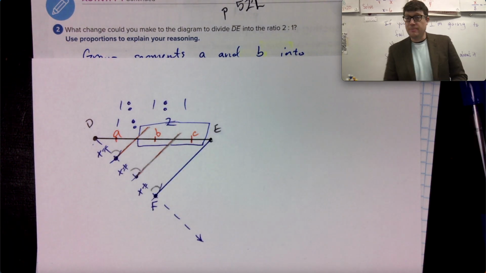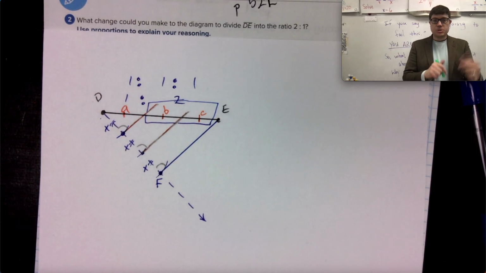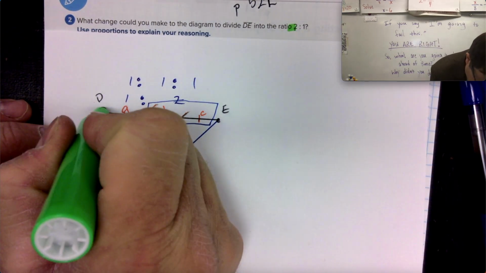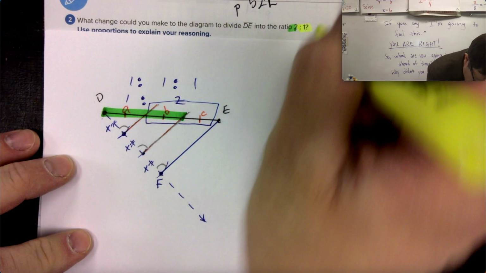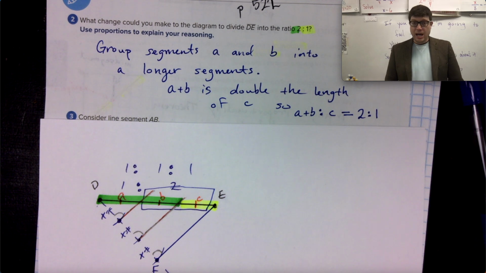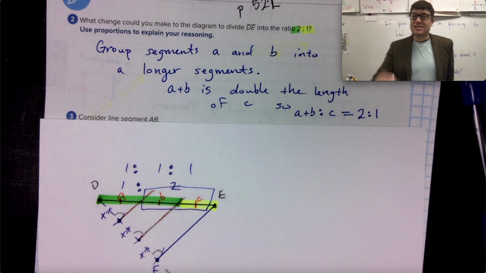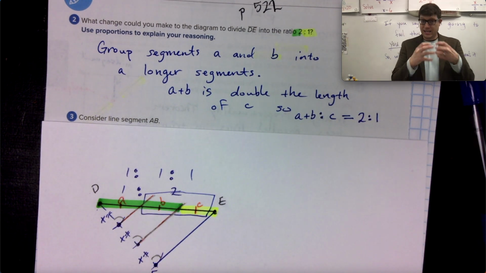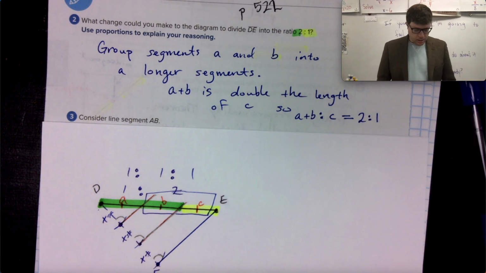In the last video that we did, it was a 1-to-2, so I'm just going to reverse that around. I'm going to say that 2 would be those two segments, and 1 would be that segment. So if you group the segments A and B into a longer segment, then A plus B is double the length of C, and therefore A plus B as a ratio to C will be 2-to-1.